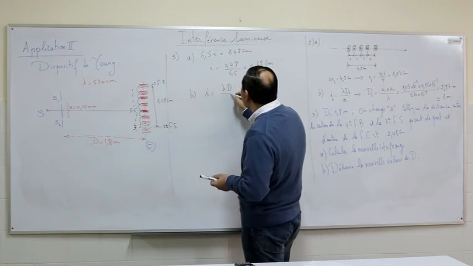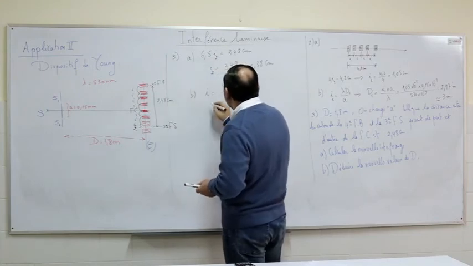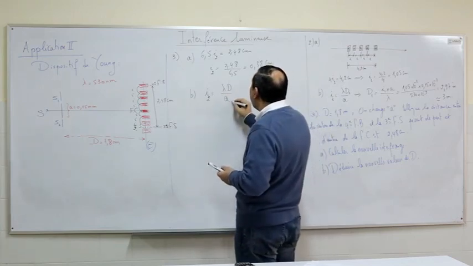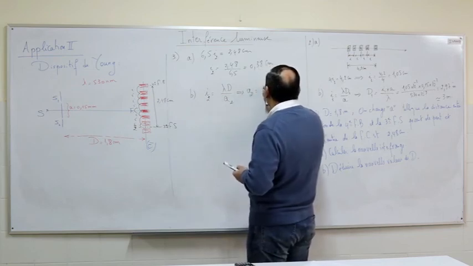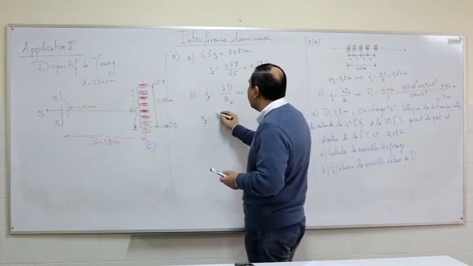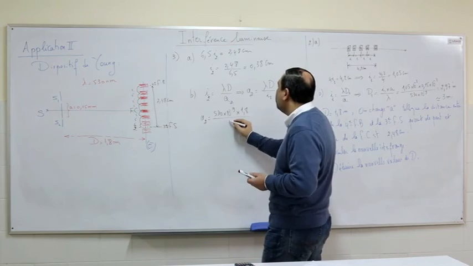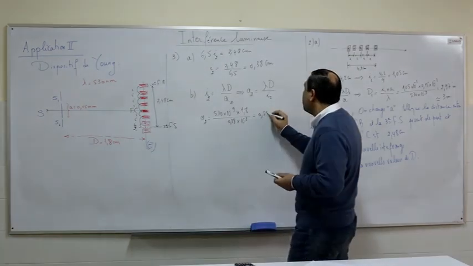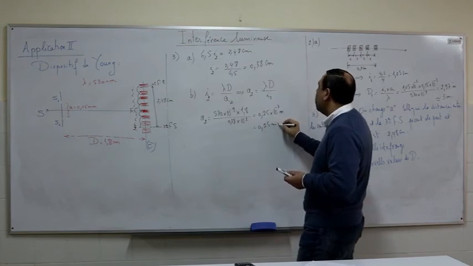Apply the formula. I equals lambda D over A. We will denote I by I2 and A by A2 because it's a new value for both. Lambda and D are still the same. A2 equals lambda D over I2. A2 equals 530 times 10 exponent minus 9 times 1.8 over 0.38 times 10 exponent minus 2, which is equal to 0.25 times 10 exponent minus 3, or 0.25 millimeters.